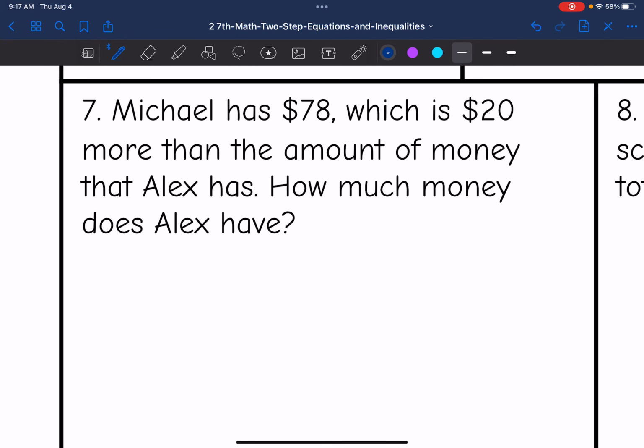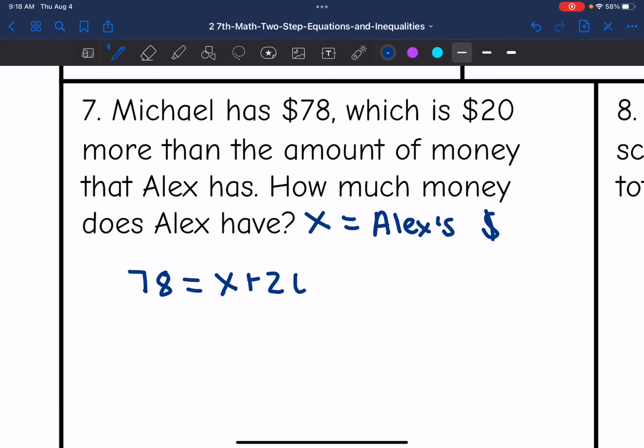All right, let's look at number 7. It says Michael has $78, which is 20 more than the amount of money that Alex has. How much money does Alex have? So here's the question, how much money does Alex have? That is the unknown. Remember, our variable is the unknown, so our variable x, I'm going to let that equal Alex's money. And now I'm going to write an equation so that we can solve for Alex's money. It says that Michael has $78, which is, so that means the equal sign, 20 more than the amount of money that Alex has. So that means we would have Alex's money and then add 20 to it.